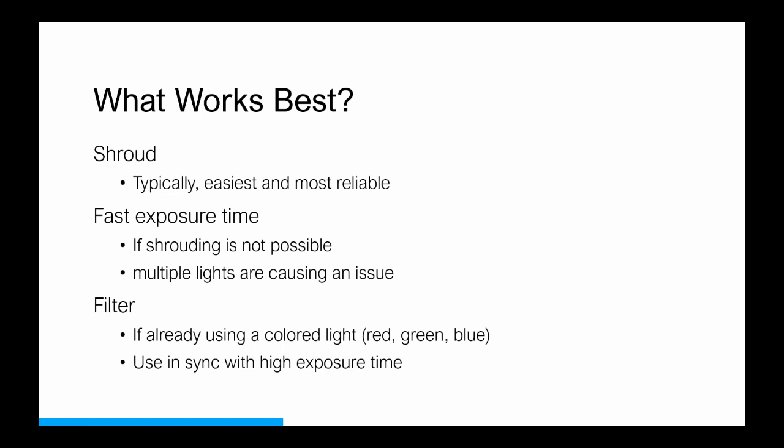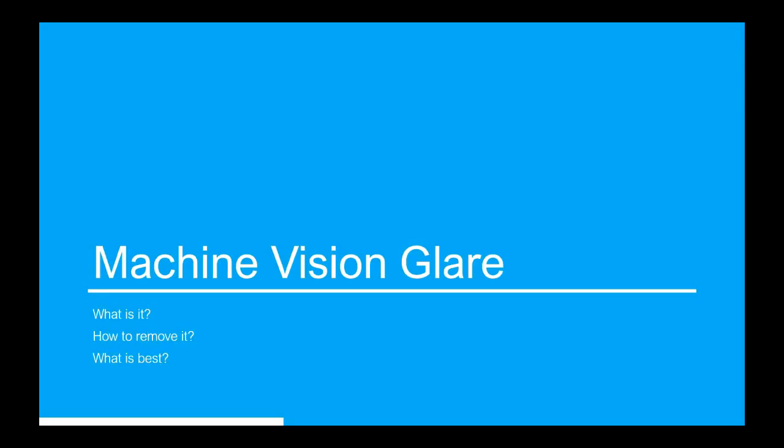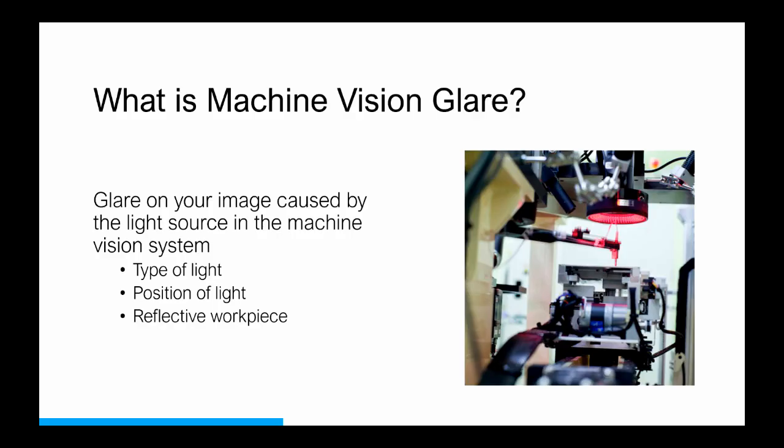So those are the three ways that we can work with the ambient light and remove it from our machine vision system. If after doing all of these steps you still have glare in your system, then more than likely that's coming from the machine vision light itself and not your ambient environment. So when that happens, what's causing that, how do we remove it, and what is best? When it's light caused by the machine vision system, it's a glare, a reflection that's coming from the light itself. This can be the type of light we have, the position of the light, and the reflectiveness of the workpiece.